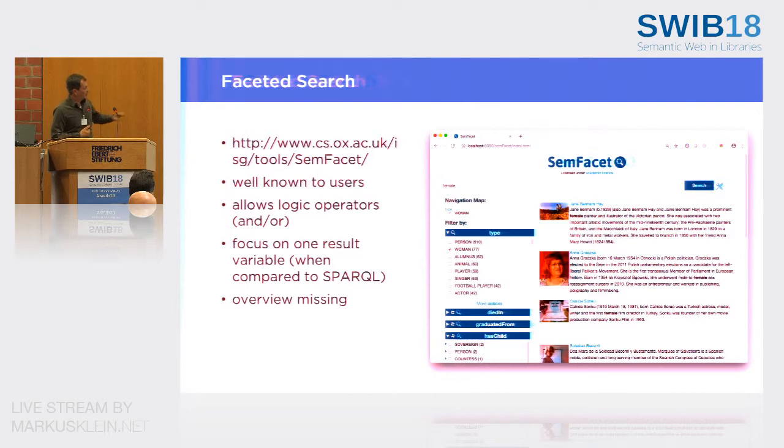The downside is that this kind of faceted search just focuses on one variable, in comparison to a SPARQL query, so you only see the result set for one of the variable dimensions of your query. You can often switch your context, but you do not get the big picture. The overview is simply missing.